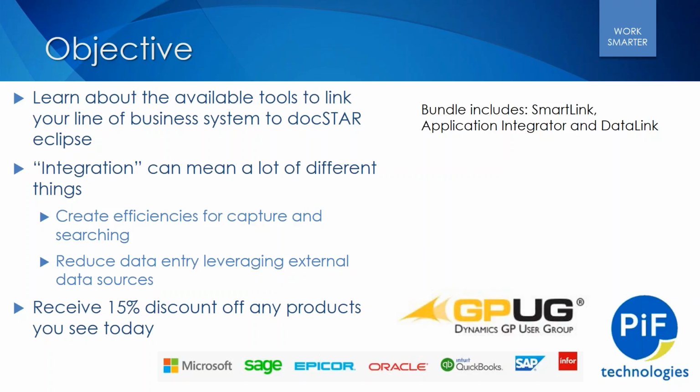When you see on the slides here, the bundle includes SmartLink, Application Integrator, and Data Link. Those three components work in conjunction with one another, even if you don't have all three. And for today, anyone attending today's session will receive a 15% discount off any of the products that you see today.